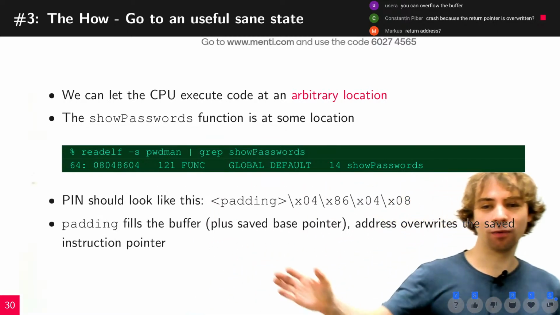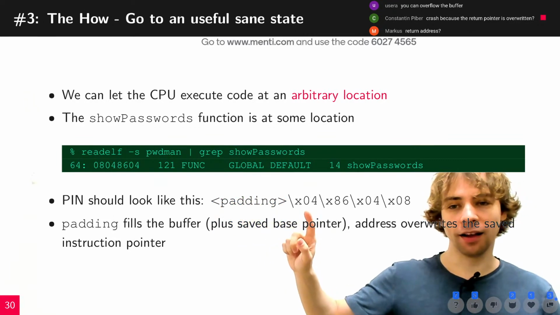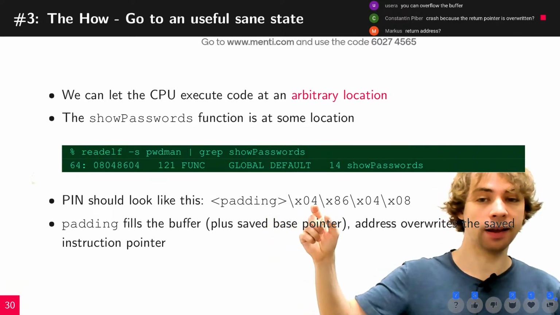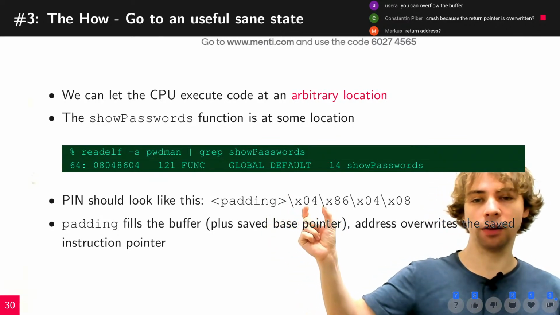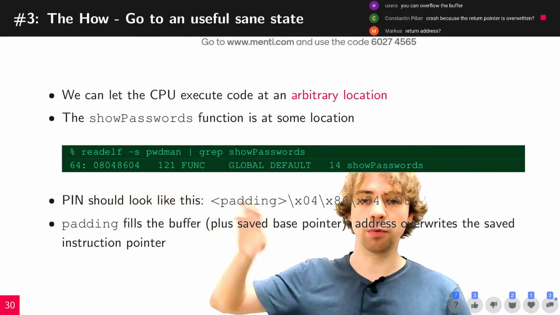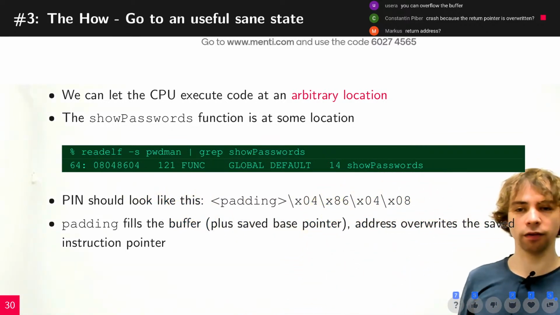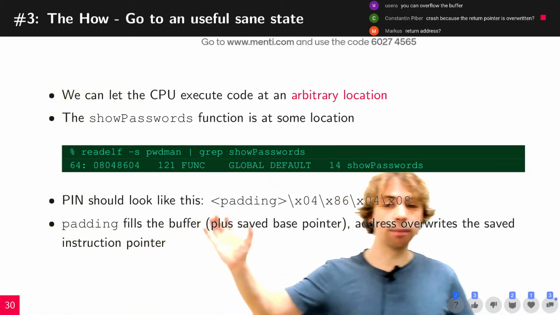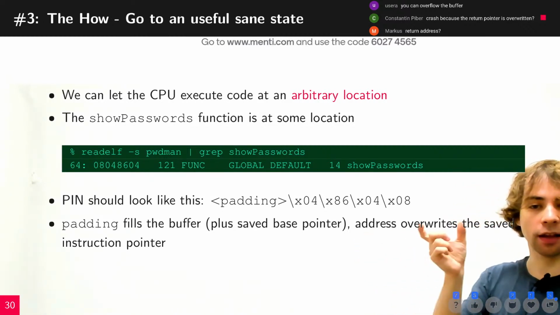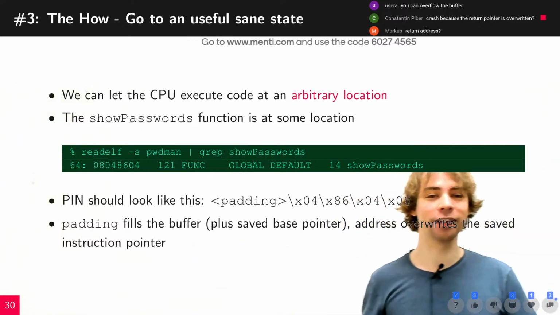Let's do that. So we have some padding here, right? So that we fill the buffer, and then backslash x for hex: 04, 86, 04, 08. Of course, because of endianness, we have to turn around this number, and then it's fine. The padding fills the buffer plus the base pointer that we have saved, and the address that we provide here overrides now the saved instruction pointer, and that's quite interesting.